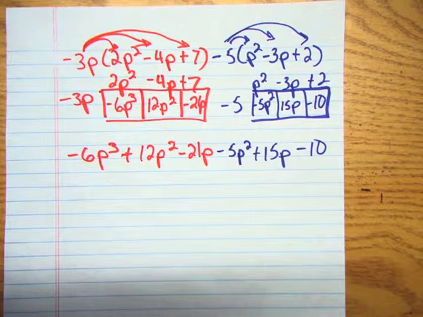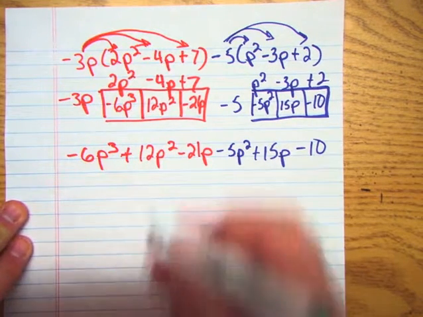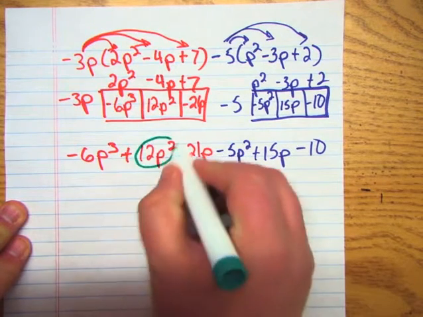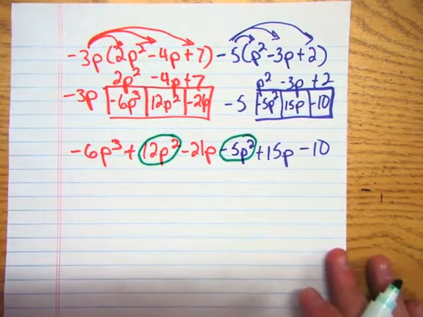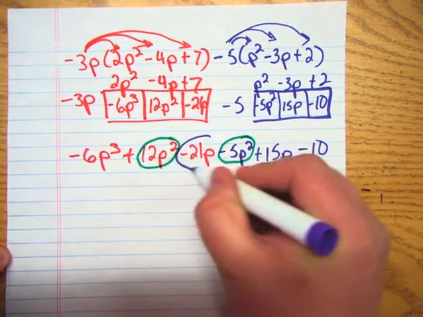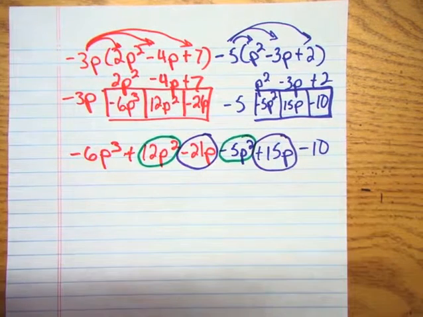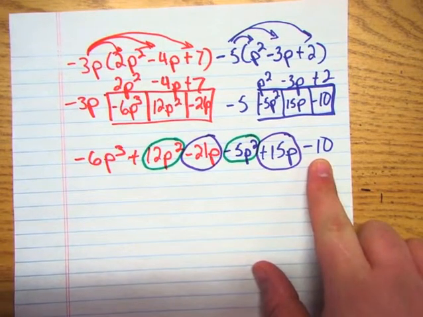Yes? Do I have to combine like terms? Yep, that's the next step. The question was, should we combine like terms? Yes, we should. Absolutely. So, negative 6p cubed is the only p cubed, but I noticed that I have a 12p squared and a negative 5p squared, okay? I also noticed that I have negative 21 p to the first power and 15, another p to the first power. And then the negative 10 is a constant. That's all by its lonesome, okay?